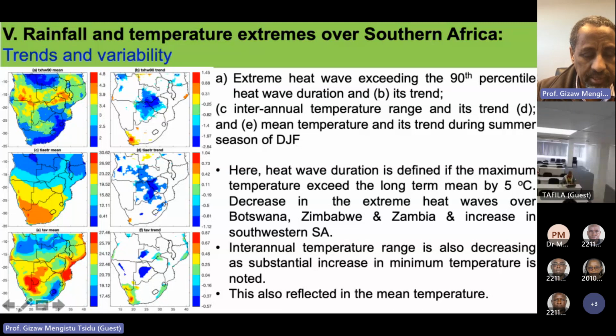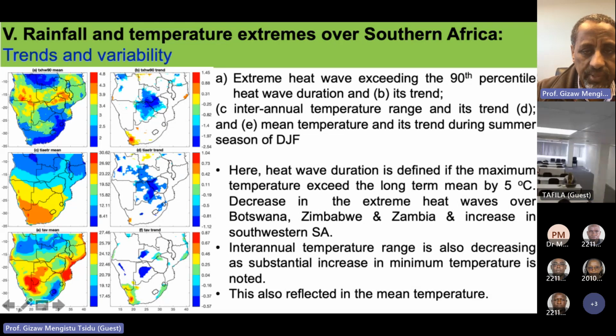When it comes to temperature, so far we have looked only at rainfall extremes. All those indexes are basically about rainfall extremes. Here we have heat wave duration as one extreme that characterizes temperature extreme, and annual temperature range is another parameter that you can use to describe temperature extreme. And at the bottom, average mean temperature change can be used as one parameter to describe change in temperature due to climate change.